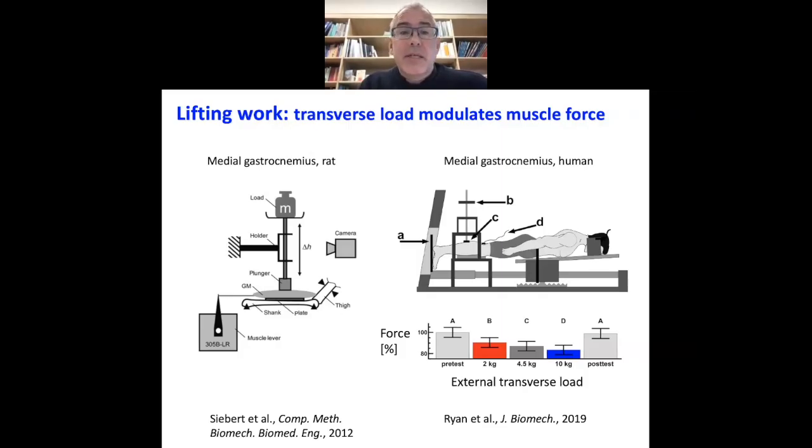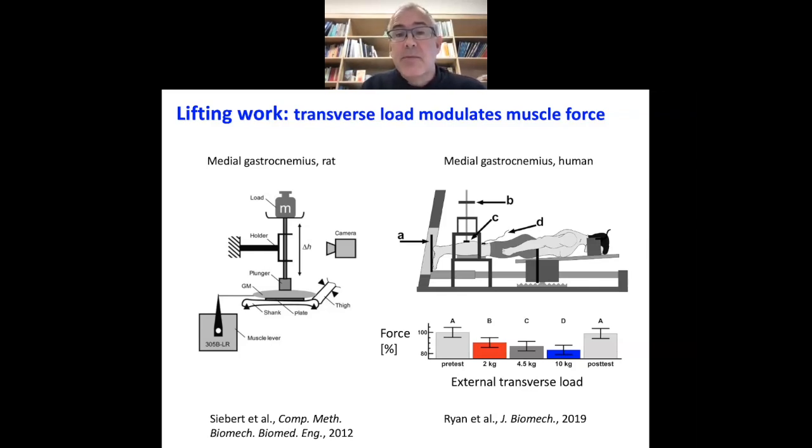Here we have data that Tobias Siebert's group has published, both from rat studies on the left and human studies on the right. But in common, if you provide a transverse load onto a muscle, like if you compress a muscle, then the force the muscle produces is going to decrease. Now, there's absolutely no way that you can predict this from a Hill-type muscle model because those muscle models have no 3D properties. They have no transverse dimension. You cannot do anything in a transverse sense.